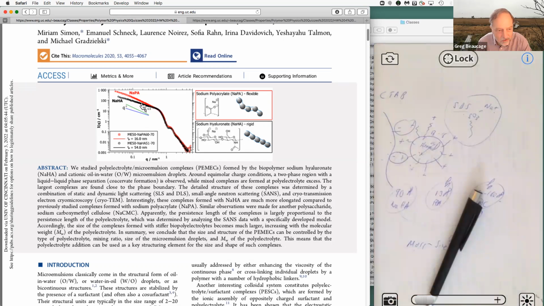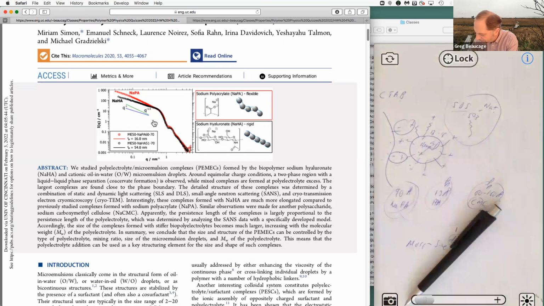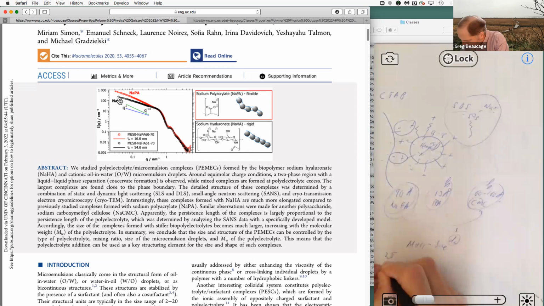And that's what you get for the black one, which is the hyaluronic acid, sodium hyaluronic acid, or sodium hyaluronate, right? Which has this long persistence length, which is 90 angstrom persistence length. So you can see this is power 1 here. Then you can say, well, what's 2 pi over 90? So like 6.28 over 90. That'll give you the Q for where that power 1 should end, right?